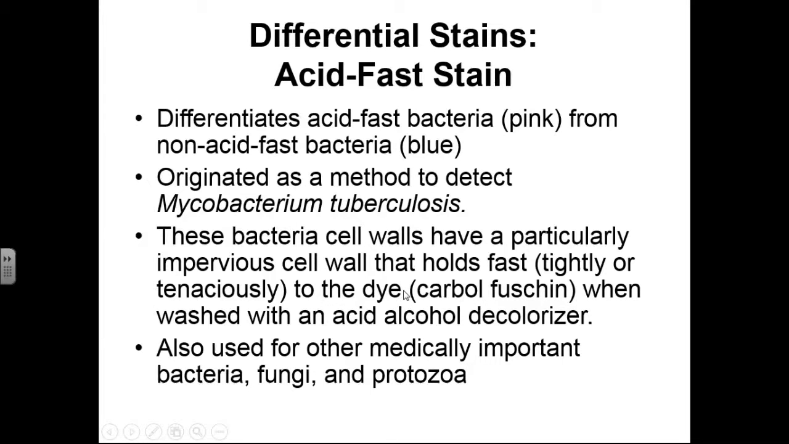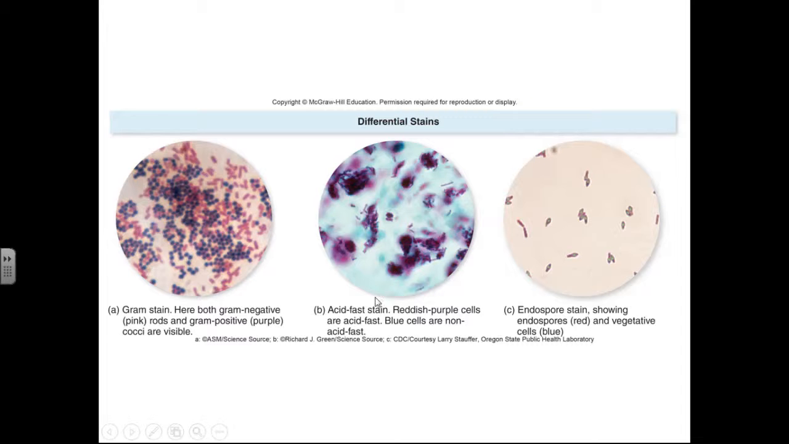Carbolfuchsin will stick very tightly to it to give it a pink color, and then the other bacteria that are present will have a dark blue color when they're stained with methylene blue. We can also use the acid-fast stain for other species of bacteria, fungi, and protozoa, but it's almost always used for Mycobacterium tuberculosis. So here we have some acid-fast staining.